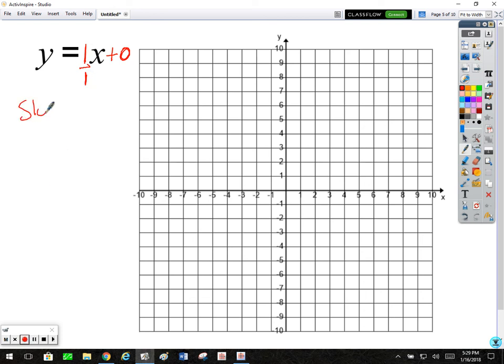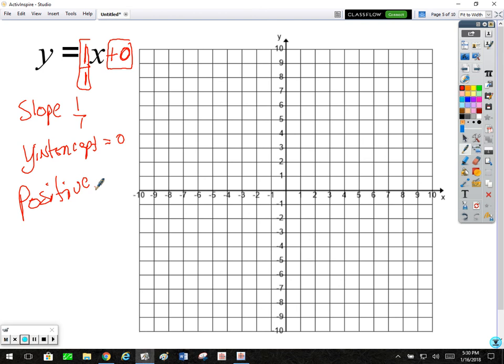So now I have a slope. Since I put a box around this, my slope is going to be 1 over 1. And my y-intercept is going to be the number that's not with an x around it. Well, there's my 0, so my y-intercept is 0. And if I look up here, this is a positive slope. There's no negative sign, so it should be going uphill when I finish.